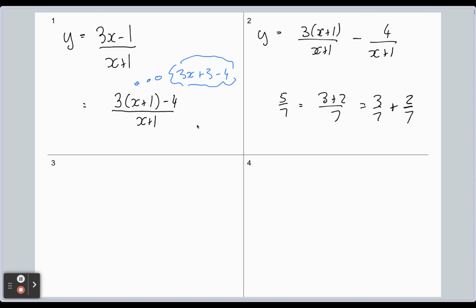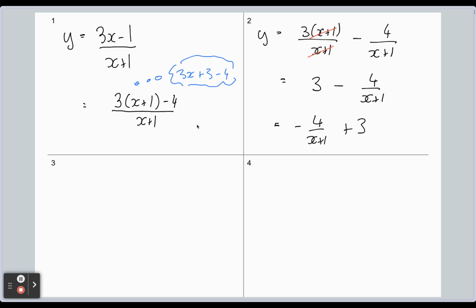Okay, so now that we've split it up, we can cancel down, because I am cancelling down an entire expression. We've got 3 lots of the expression on top, and we've got one down the bottom, so they can cancel out. That leaves me with 3 on the left, minus 4 outside of x plus 1. I'd leave it like that, but if you really wanted to, you could make it negative 4 over x plus 1 plus 3, to have it in the format that we're used to.